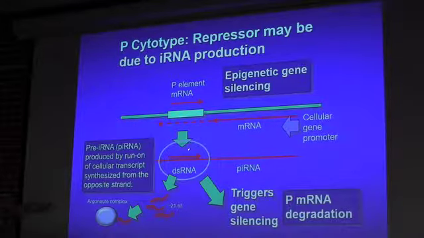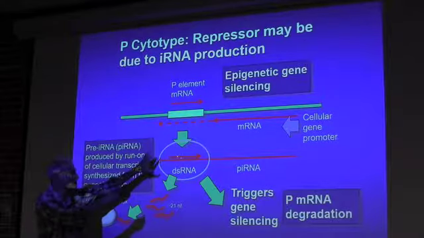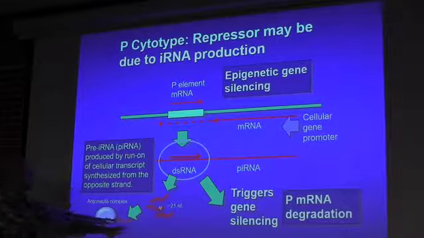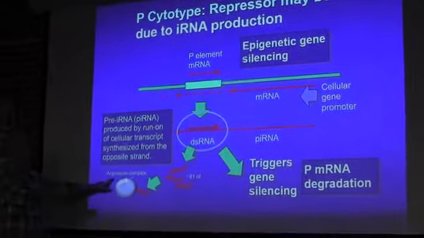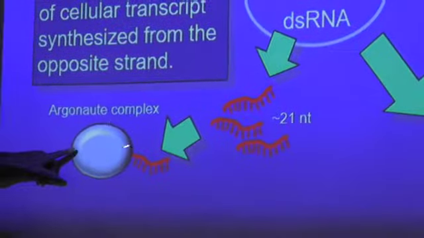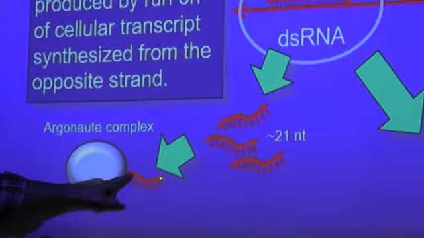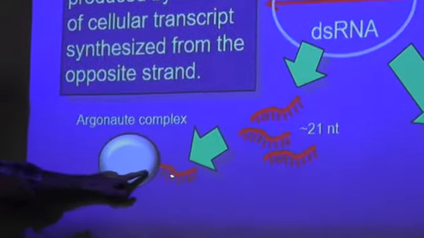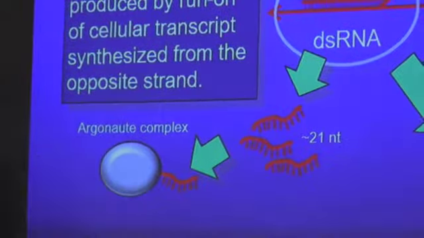You get a duplex, which is degraded by the Dicer complex into 21-mers, and the 21-mers are split into their separate strands, and each strand will bind to an Argonaute protein, which now is an RNase with a little information module with brains. It's on a mission to only cut RNA that is complementary to its little guide RNA here.